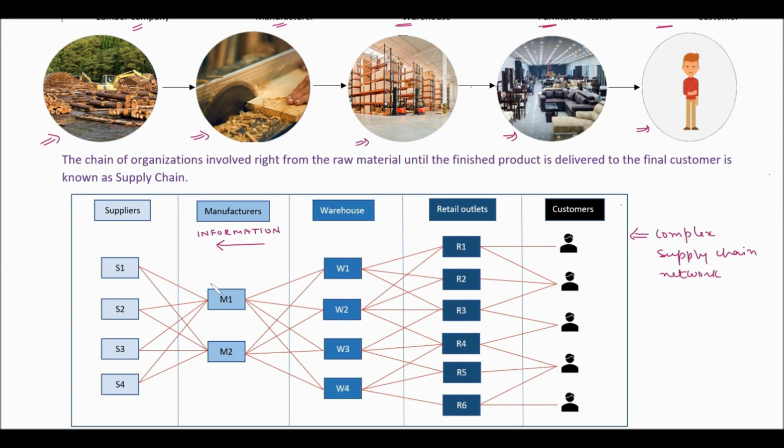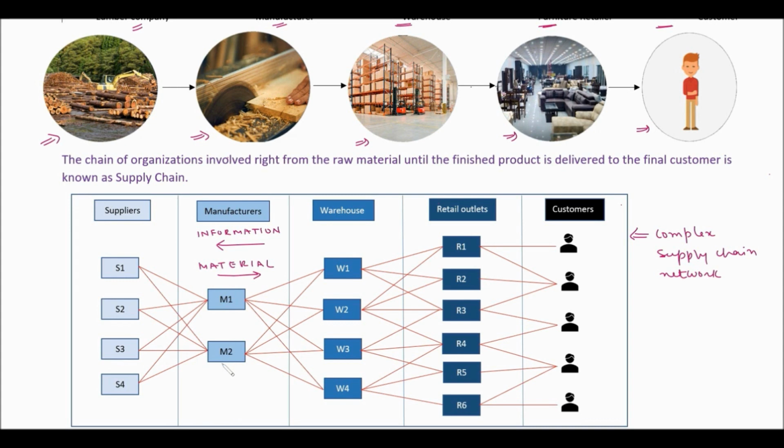The material flows from the supplier to the customer. So the raw material comes from the supplier to the manufacturer. From manufacturer it goes to the warehouse. Warehouse then sends it to the retail outlets, and then finally the finished product reaches the customers. So the material is flowing from supplier to the customer.